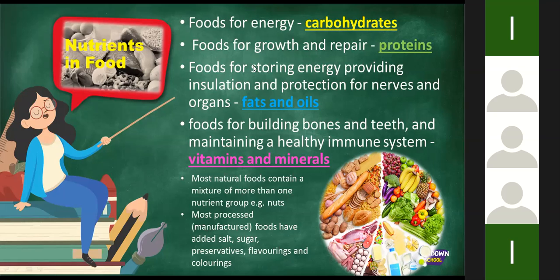Next one. Most processed foods, which are known as manufactured foods, have added salt, sugar, preservatives, flavorings, and coloring. Now, sometimes it's a bit of a disadvantage to eat certain foods because of added salt, sugars, and preservatives, which are not always healthy for our bodies.